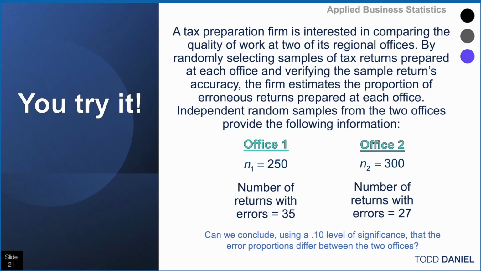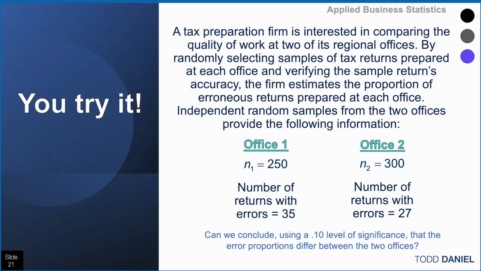If you are enrolled in the class, here's an example from our textbook that I'd like you to try. A tax preparation firm is interested in comparing the quality of work at 2 of its regional offices. By randomly selecting samples of tax returns prepared at each office and verifying the sample return's accuracy, the firm estimates the proportion of erroneous returns prepared at each office. Independent random samples from the 2 offices provide the following information.